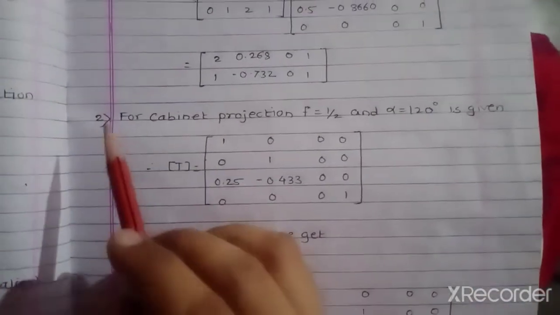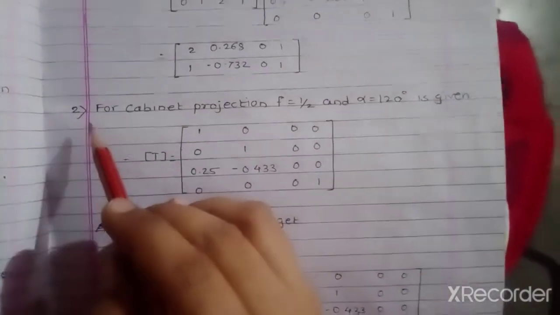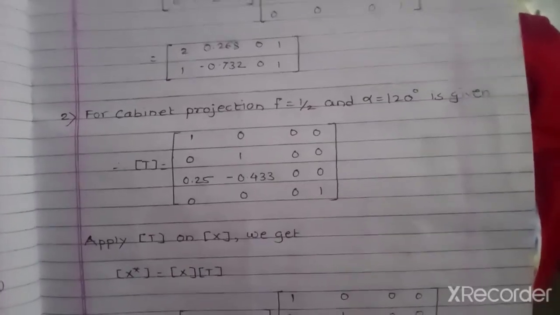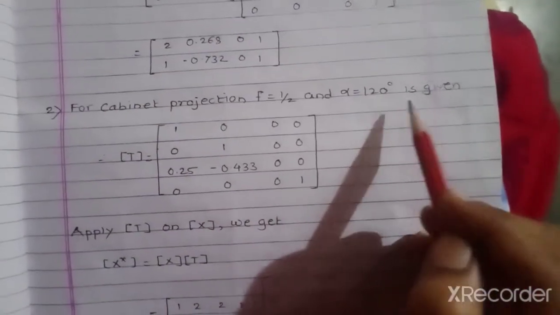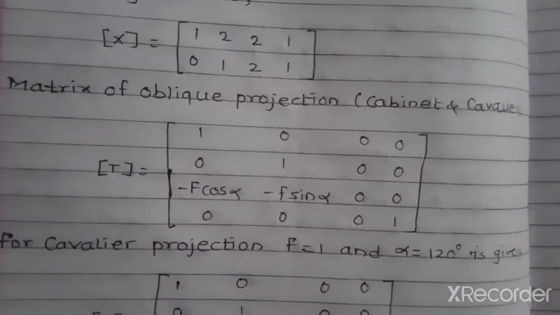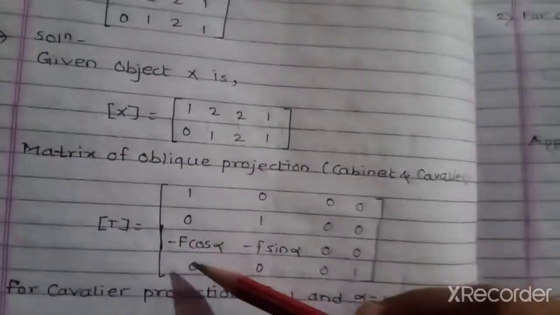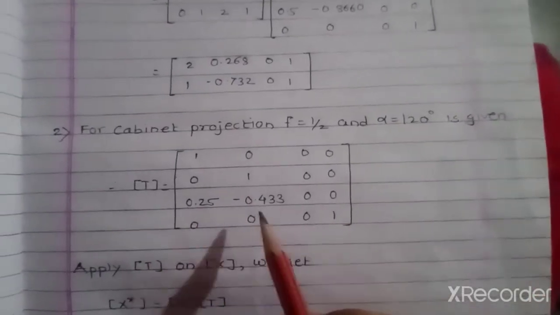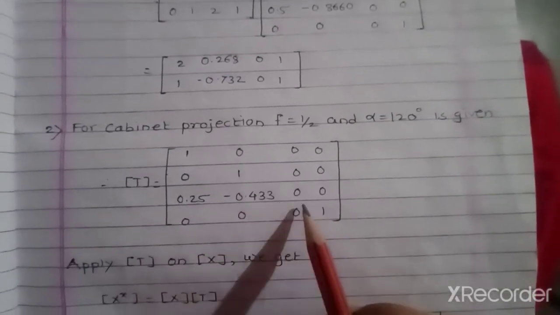Next, for cabinet projection. We know that for the cabinet projection we consider f equal to 1 by 2 and alpha equal to 120 degree is given. Again, we put both values of f and alpha in our standard matrix. When we do the simplification, we get the values 0.25 and minus 0.433.